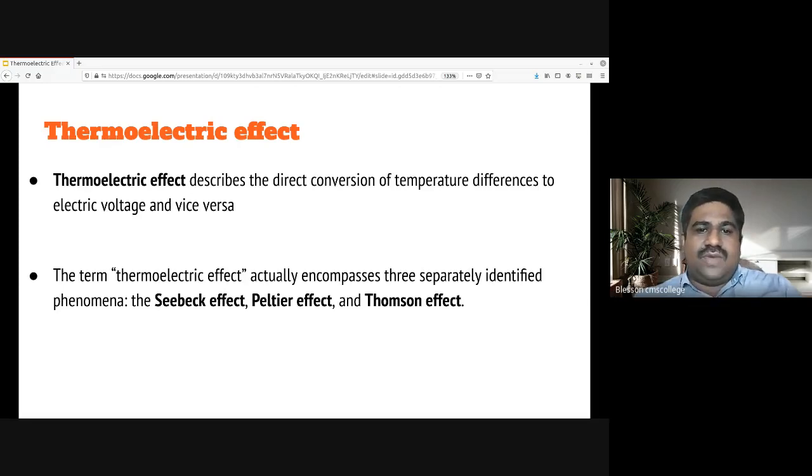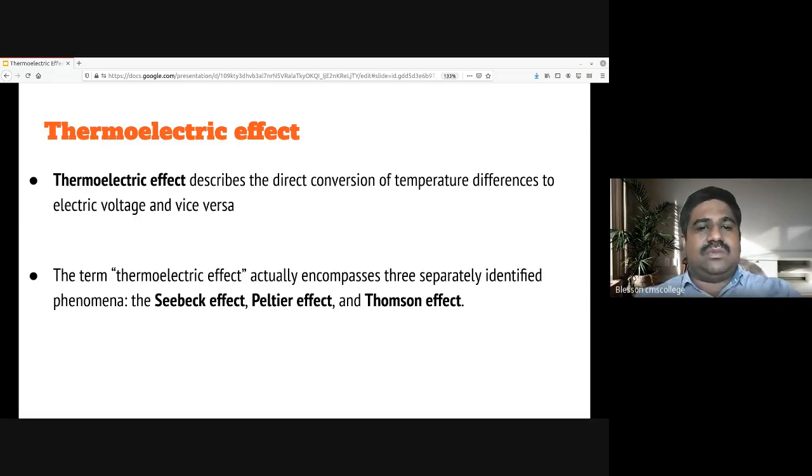Or we can say that when a voltage is applied to a junction, heat is transferred from one side to the other, creating a temperature difference. This effect can be seen in the opposite direction also. That means an applied temperature difference causes electric current. So the thermoelectric effect describes the conversion of temperature difference to electric voltage and electric voltage to temperature difference.